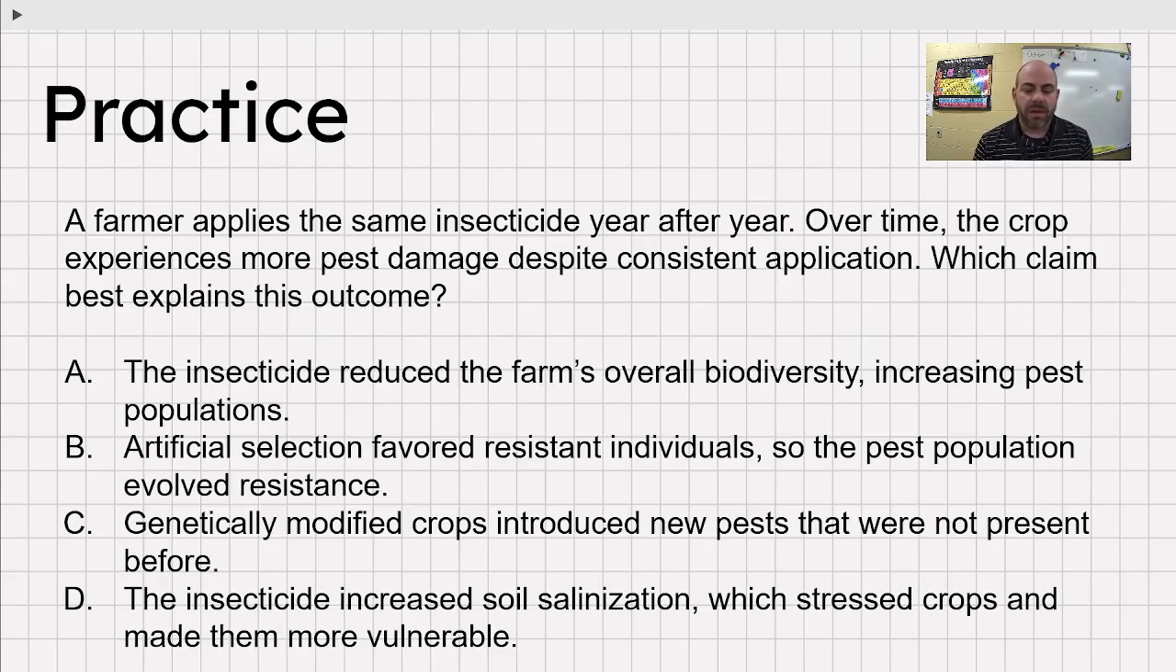Genetically modified crops introduce new pests. They don't. Insecticide increased soil salinization. Don't know why that would happen. B is the correct answer. This is an example of a problem that you may not be very sure on the correct answer, but the other ones are definitely wrong. Sometimes it is good to read all four choices just to give yourself a well-rounded view. I hope this was helpful.